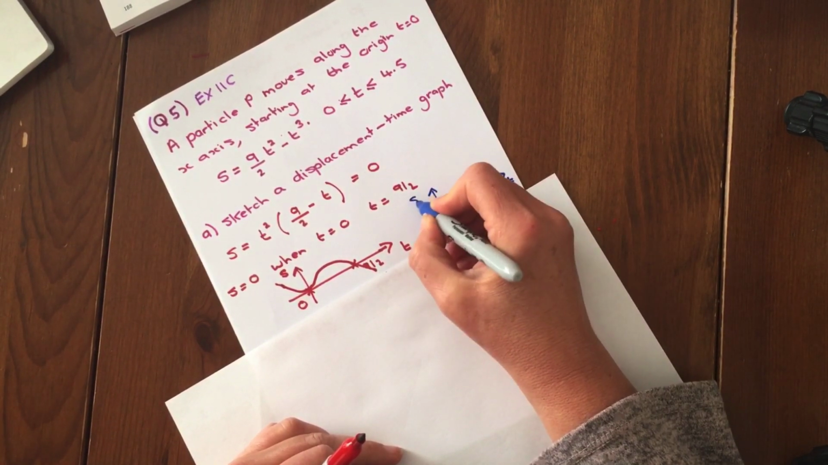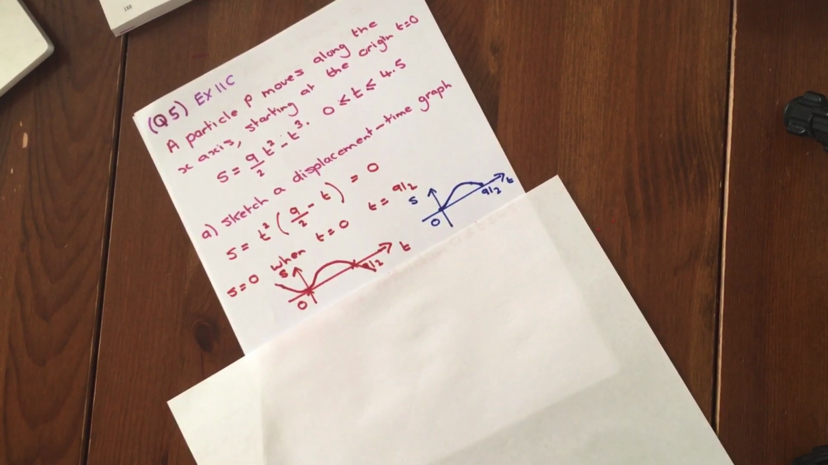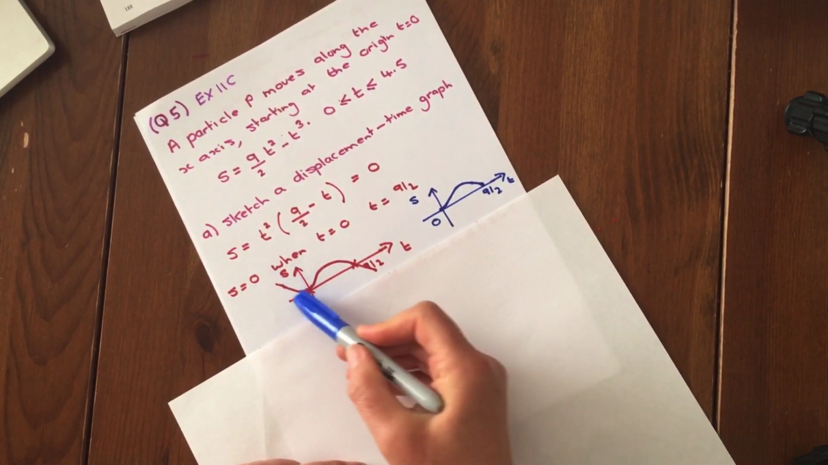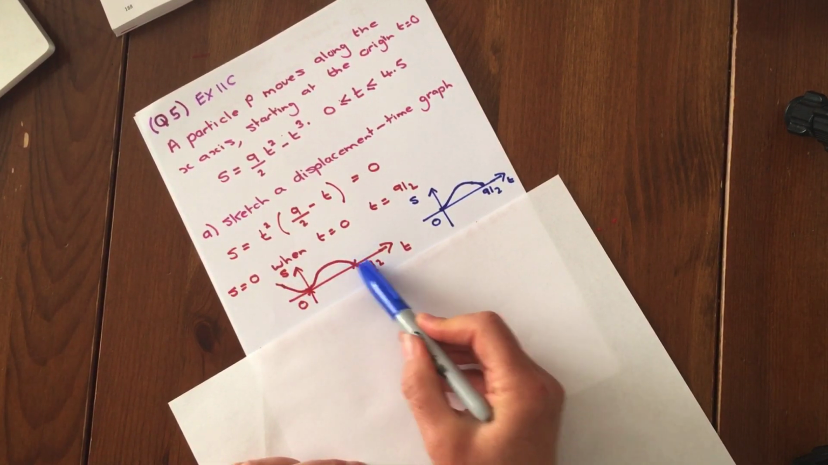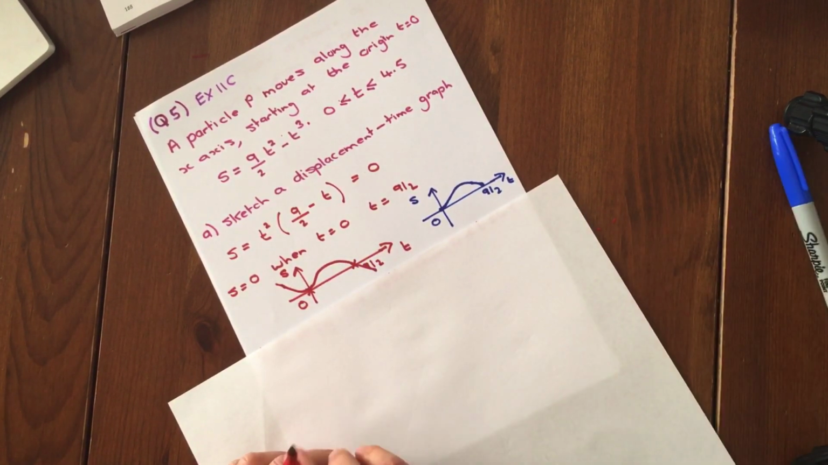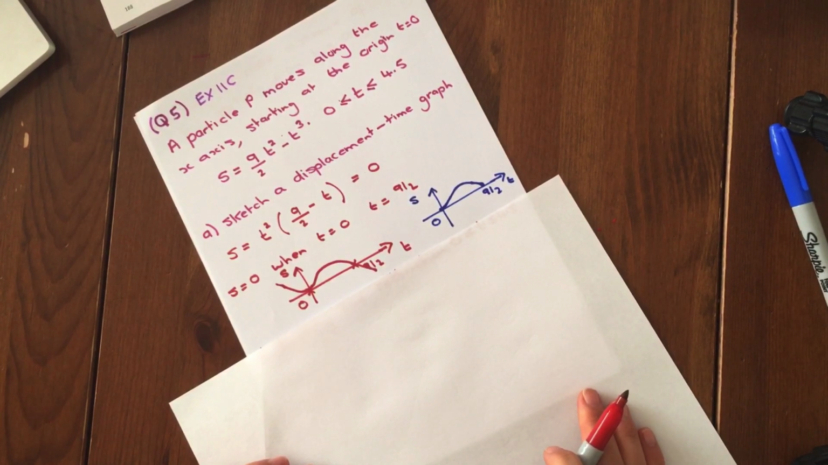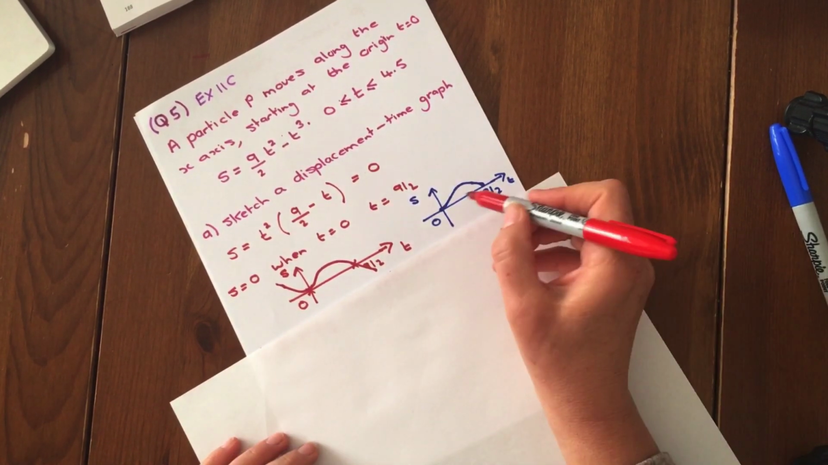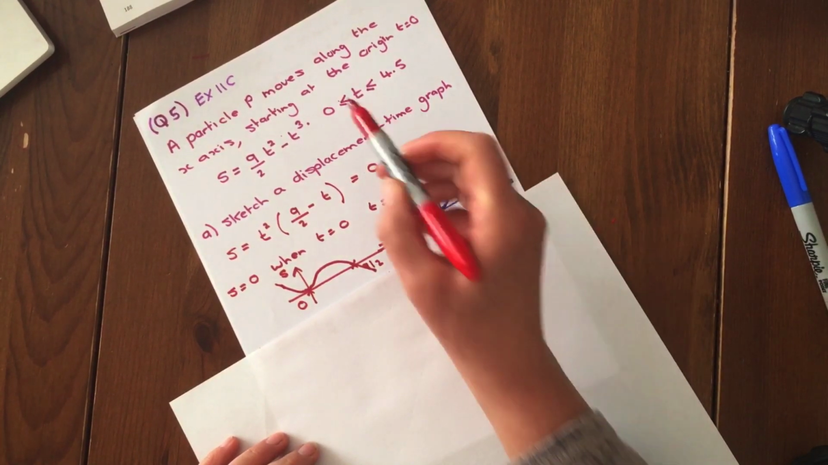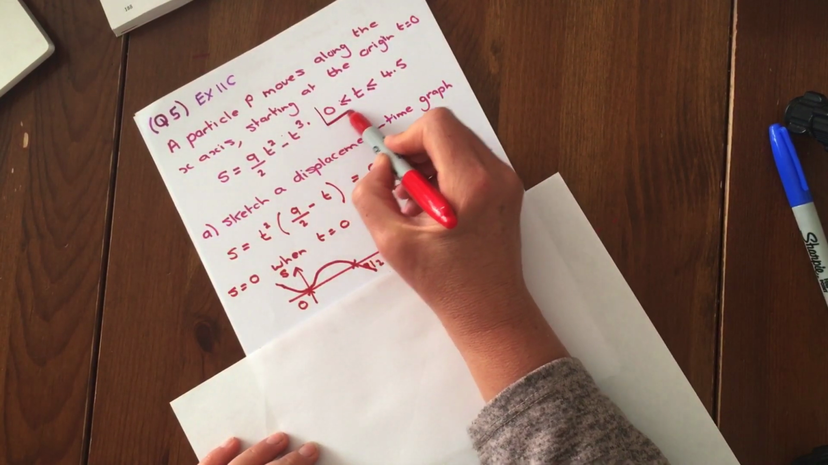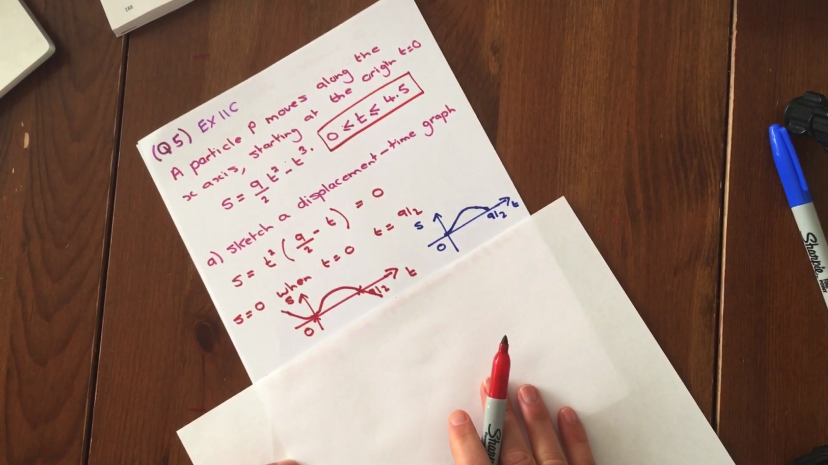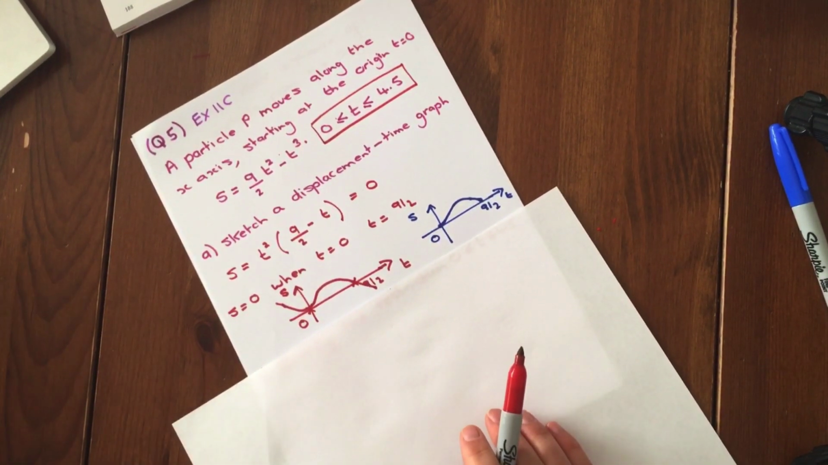And what a lot of you may have lost marks on, if this was an exam question, is including this negative time part and this negative displacement part. Okay. In fact, actually, apologies, you could have negative displacement, but the graph is telling you, is restricting it here between 0 and 4.5.